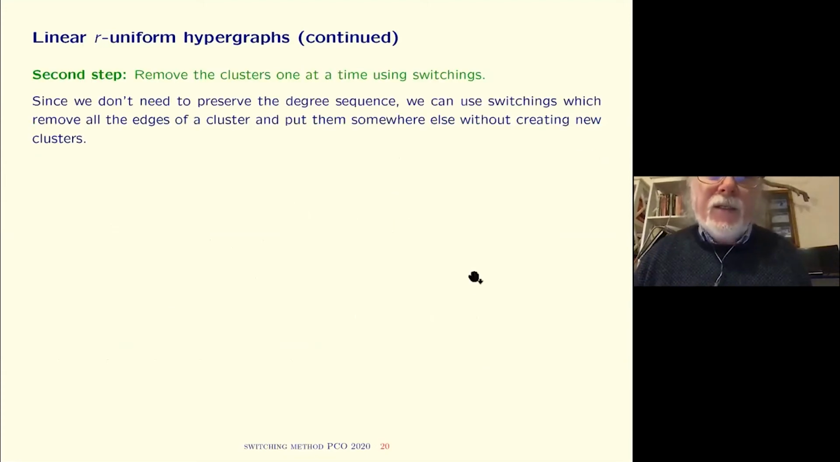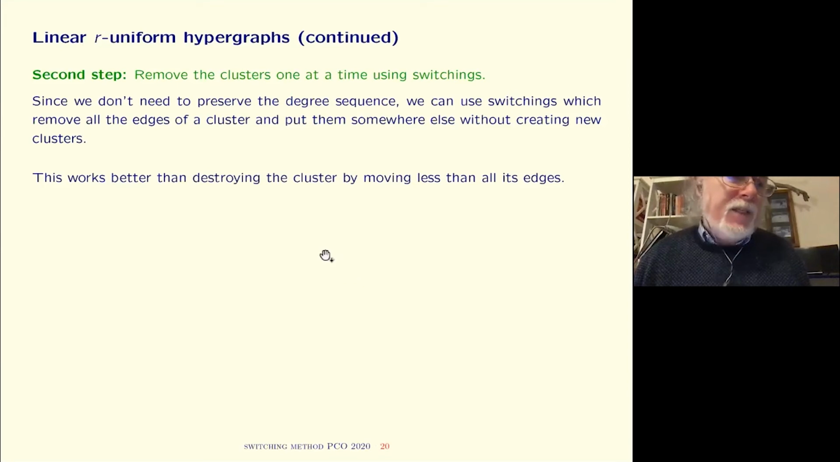But anyway, continuing. The second step is to use switchings to remove the clusters one at a time. Now, we haven't got any conditions on the degree sequence. We don't have to preserve it. We do have a bound on the maximum degree. We can remove a cluster by taking its edges and moving them somewhere else. You can, in fact, destroy a cluster by just removing one of its edges.